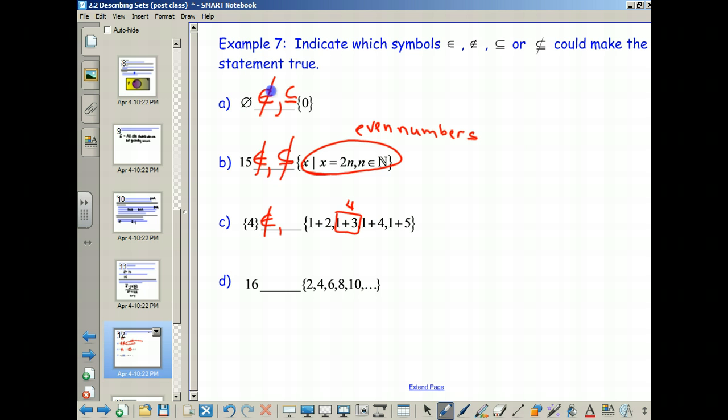However, is it a subset? Yes. It's a set, and every element in it, namely the number 4, is in the set that's on the right. Are you tracking with me? Get some notes.